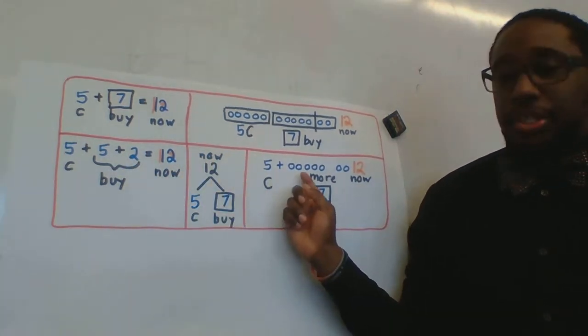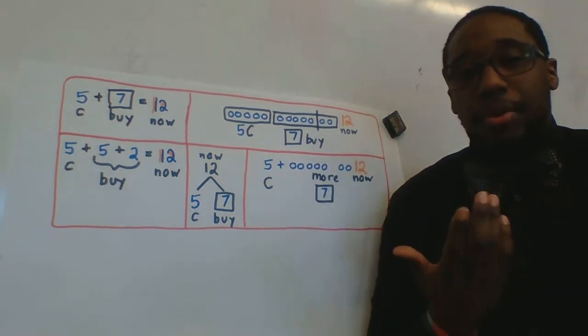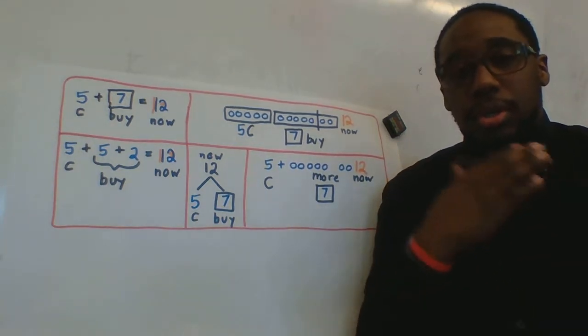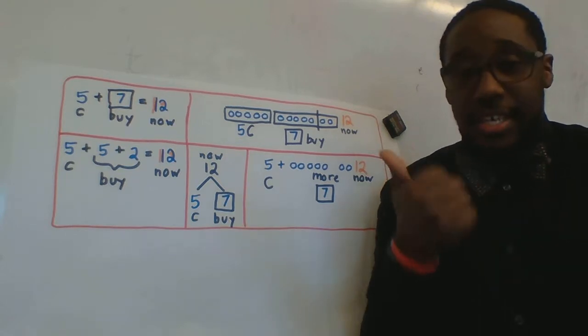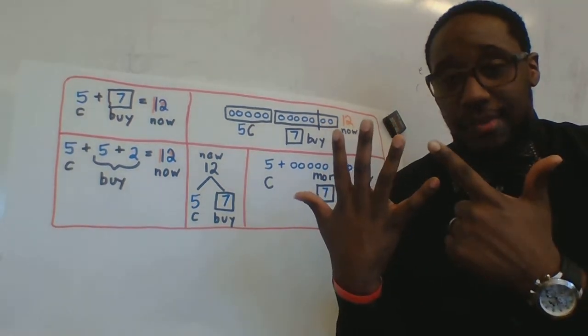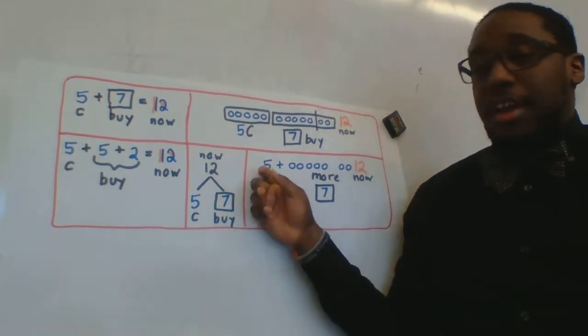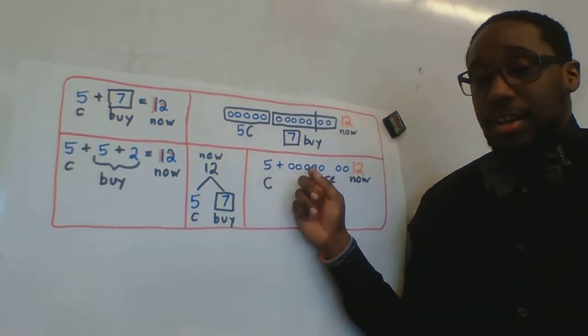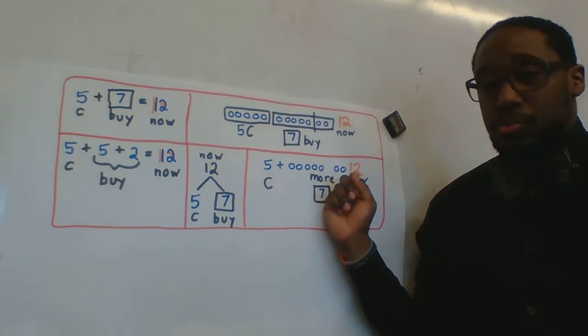The last one, which I actually like, is what we call the count on. So you know how your scholars go 5, 6, 7, 8, 9, 10, 11, 12, which is actually 7. Same thing, except you start at 5. Then you add the other 5, and then you add the 2.